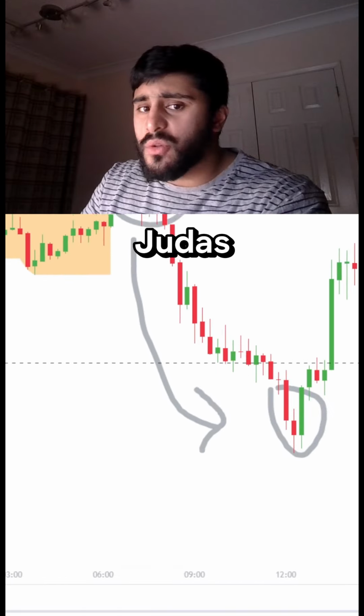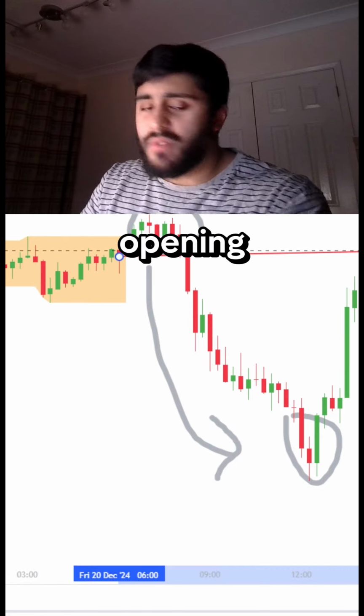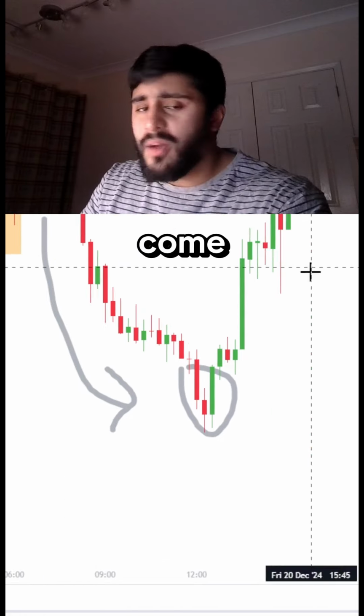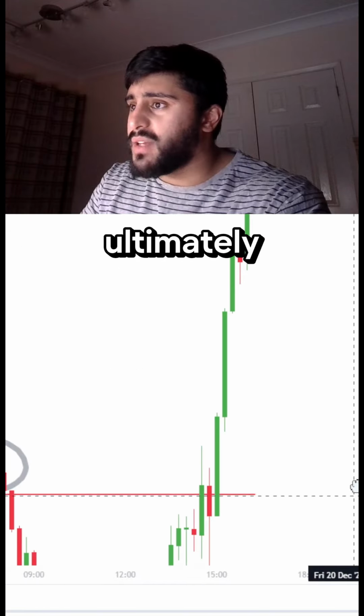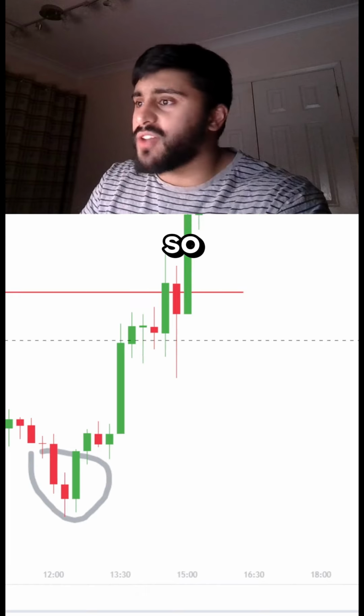The ICT Judah swing will always occur for a bullish day below the daily opening. So this is the daily opening over here, this red line. Price will come and initiate lower before ultimately heading higher. And our job is to catch a buy trade below the daily opening. So how do we do that?